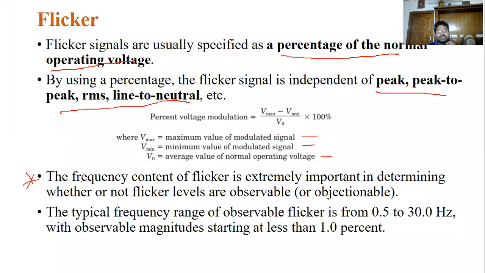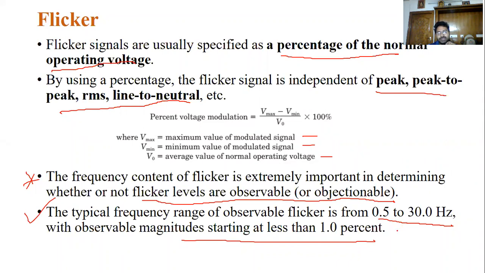This flicker calculation is extremely important while determining the objectionable levels. We can observe these flickers in the range of 0.5 to 30 Hz, where the magnitude is about 1%. So we can observe the 0.5 to 30 Hz range. Whenever we observe flicker with the human eye, it must be in the 0.5 to 30 Hz range. So what is the magnitude level? Less than 1%.